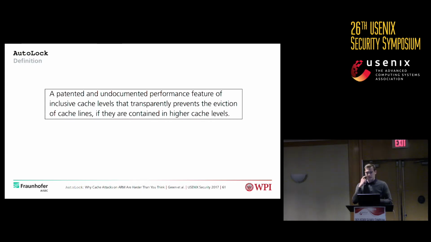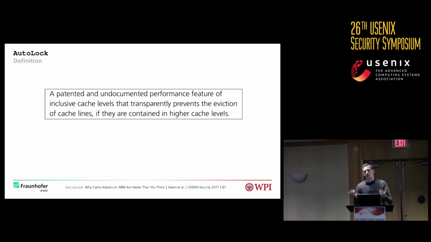So a more formal definition maybe: AutoLock is a patented and undocumented performance feature of inclusive cache levels. The only public note that we found is a patent held by ARM Limited, and other than that, it's not documented in any architecture or technical reference manuals. It is a performance feature because, as we recall, we are preventing these eviction broadcasts to the level 1 caches, which makes the runtime faster. And how does AutoLock do it? AutoLock is a transparent feature. There's no interface to it. We cannot configure it. We cannot see if it's enabled or disabled.